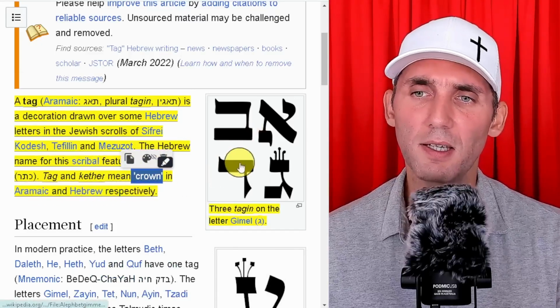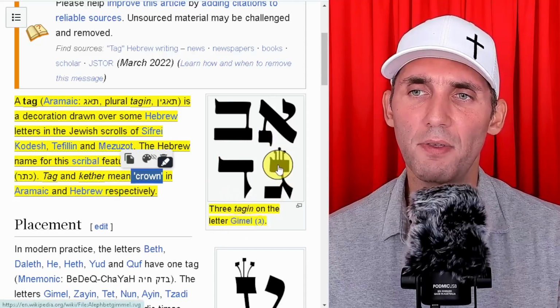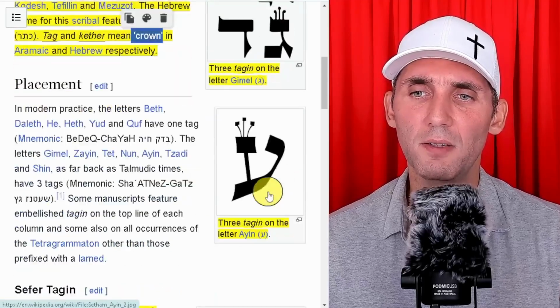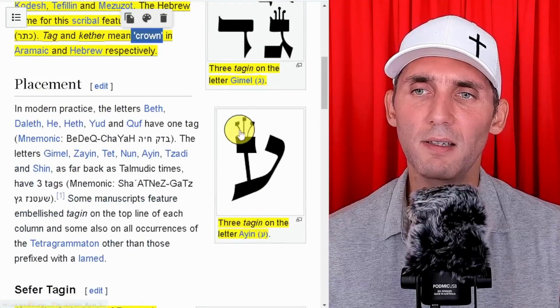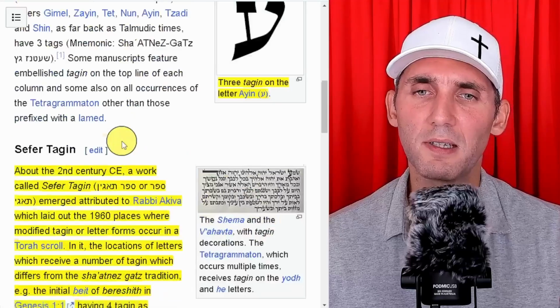So here's what it looks like. 3 tagin on the letter Gimel. So here's 3 little things. Here's another one, 3 tagin on the letter Ain, and they got these little crowns. It's like, why? What's the purpose of these things?